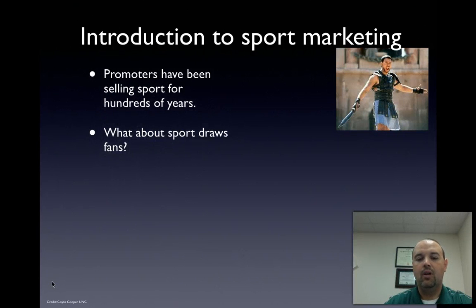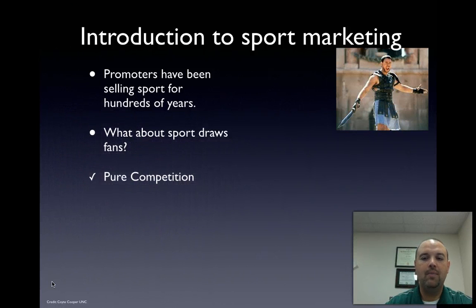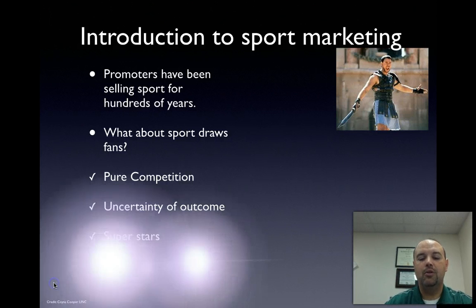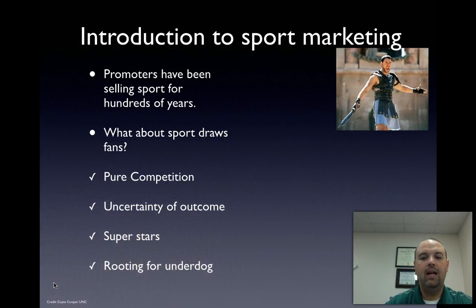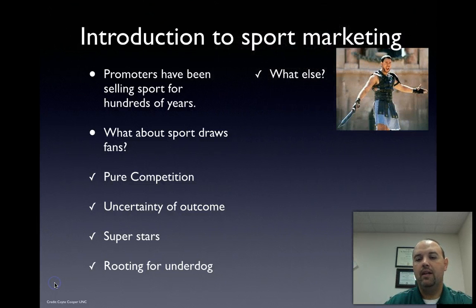There are a lot of things that make sports so popular. It's pure competition. Somebody's going to win, somebody's going to lose. We like that. We don't know usually what's going to happen. There's an uncertainty of who's going to win, who's going to lose. There are superstars. We're drawn to superstars. We like rooting for an underdog, picking somebody to win, rooting for the Mercers of the world in the NCAA tournament.